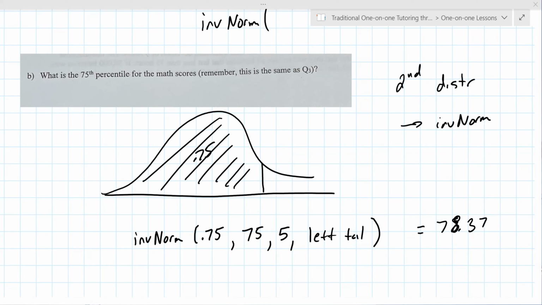All right, let's jump down to 2A because it's really related to what we just did. That way we have some continuity of this.